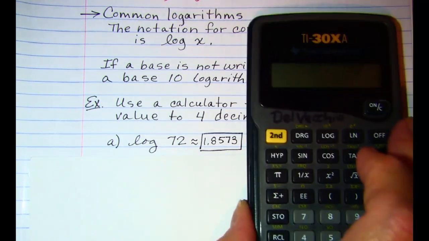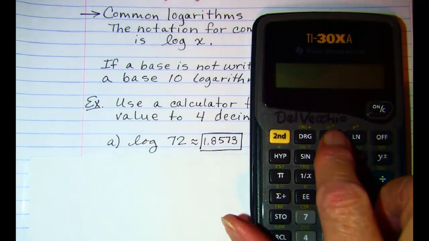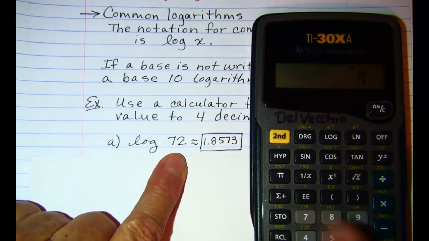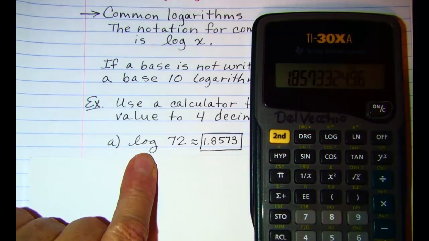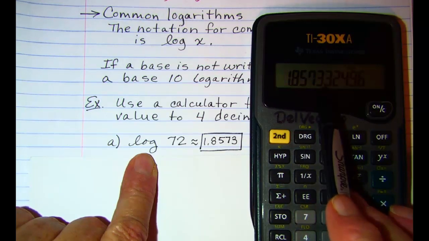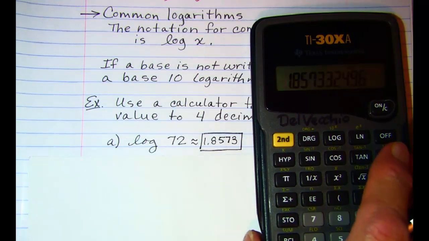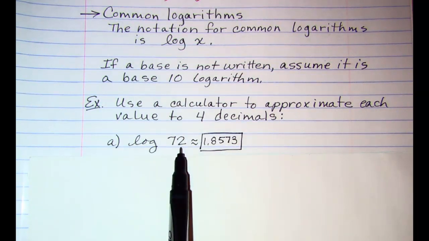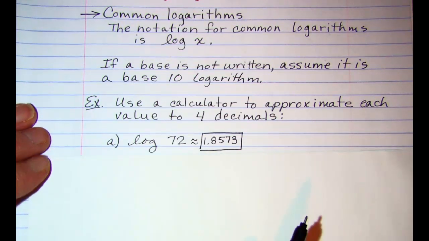Now for this type of calculator, our log button is right here. We need to enter our argument first. So we'll enter 72 first and then hit the log button. So you see that we get the same result, 1.8573. But with one calculator, I have to enter it straight as it's written. And with the other one, I have to enter the argument first and then hit the log key. So check how your calculator works.